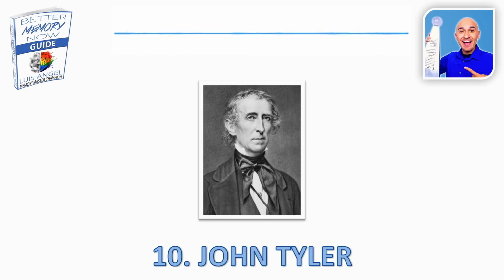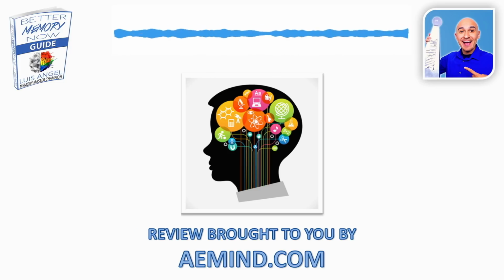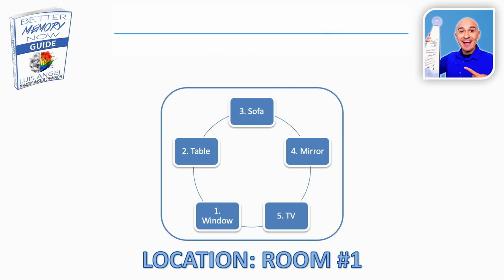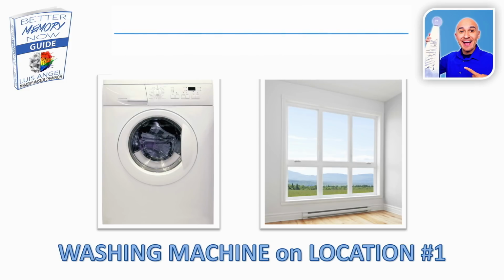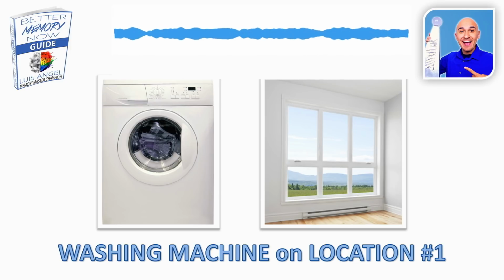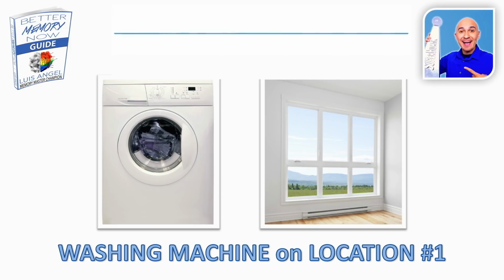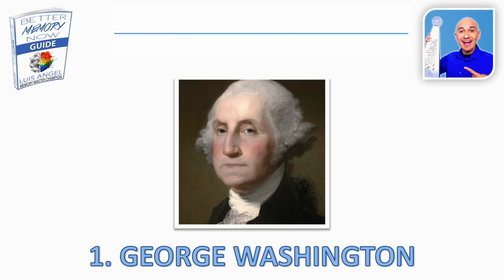All right, now a quick review brought to you by aemind.com. Let's go right into this. On the first location in your first room, we would see a washing machine. For me, I saw that on my window, and then we would translate that back into the name of the president, in this case, George Washington.